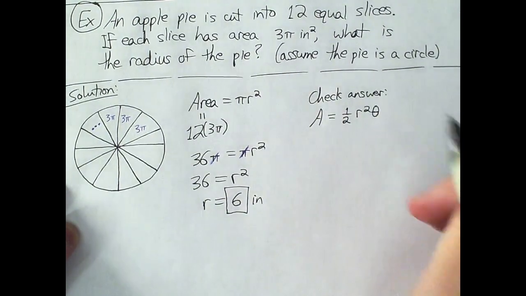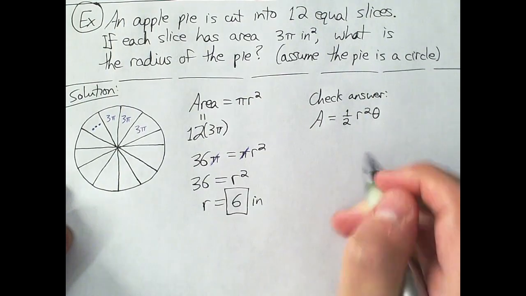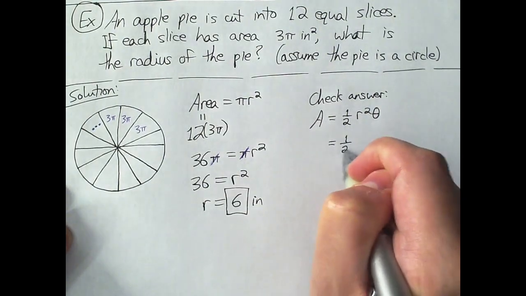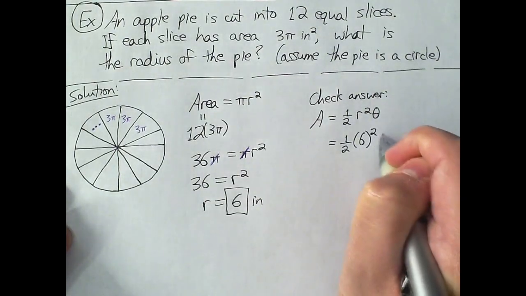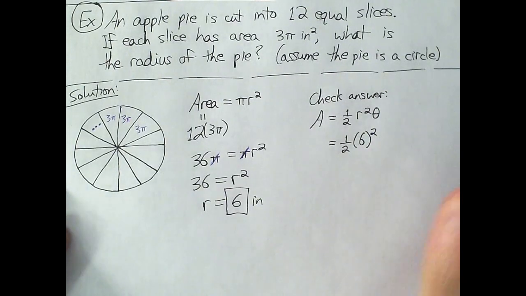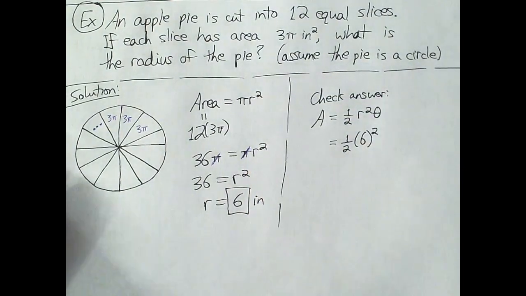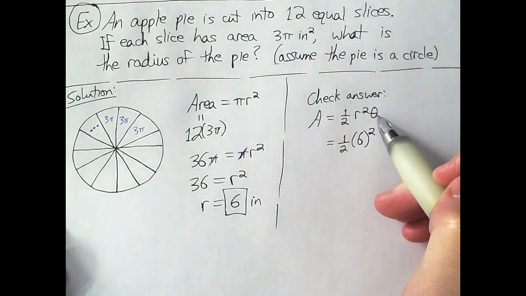So does the area of one slice, does this work to get us the area of one slice? So 1/2, we're saying that the radius is 6, and what would theta be here? We answered the problem, by the way. I'm just thinking about how I would check this. What do you think theta would need to be?